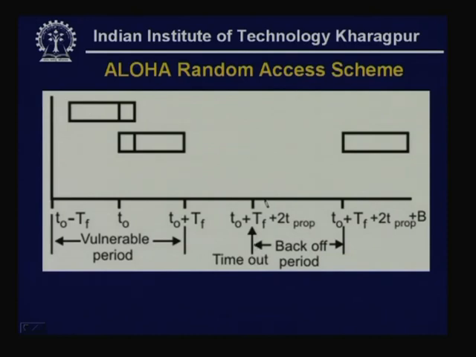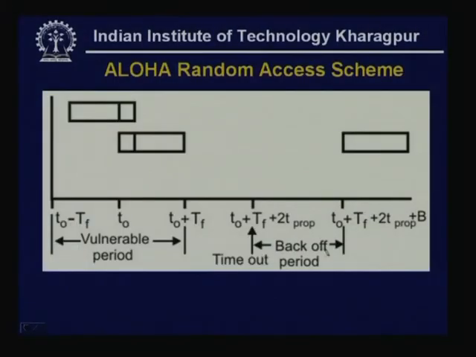Now, if multiple stations take part in sending and collision occurs, and if they immediately send again, there will be another collision. That is why the stations wait for some random amount of time. This is known as backoff. So, the stations wait for a random amount of time, then again they do the retransmission. So, this is your retransmission.